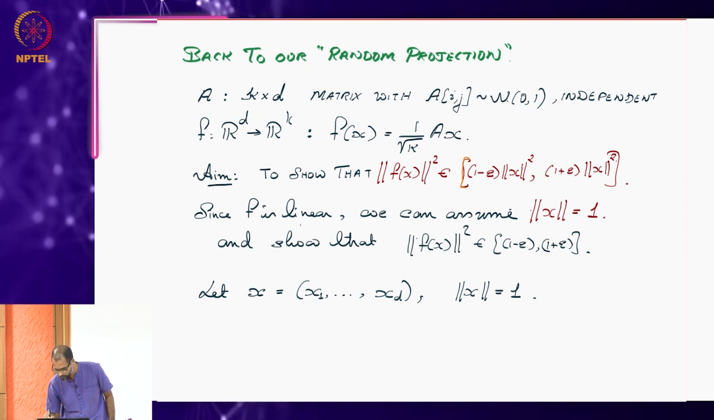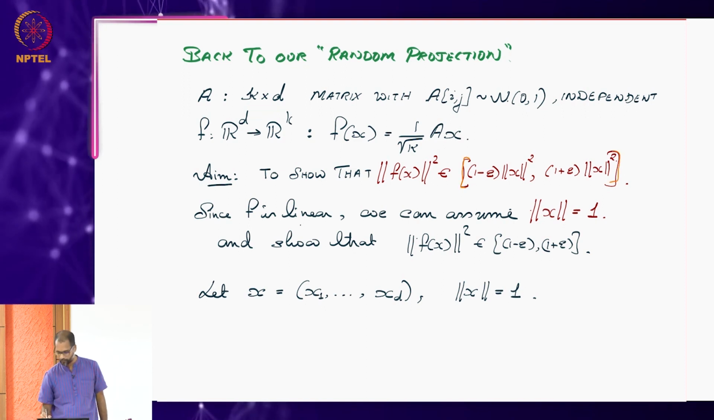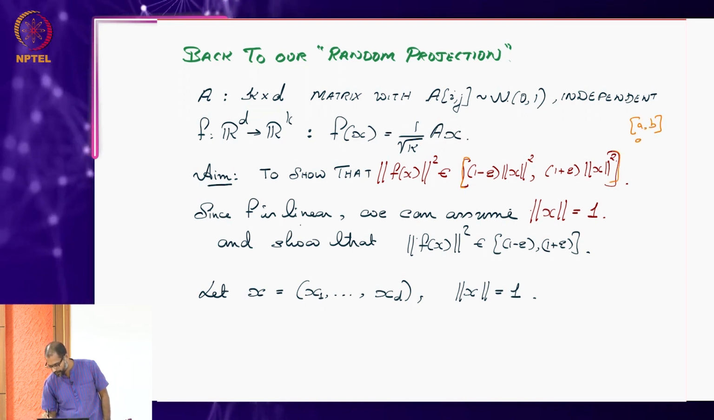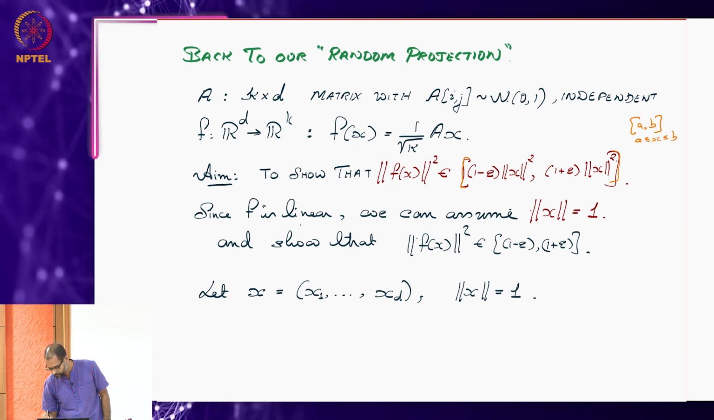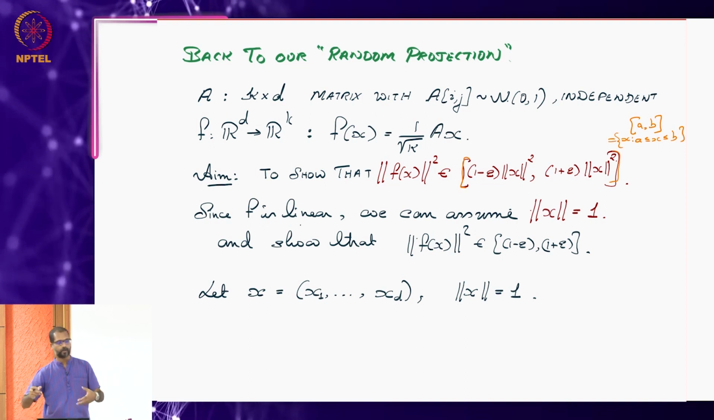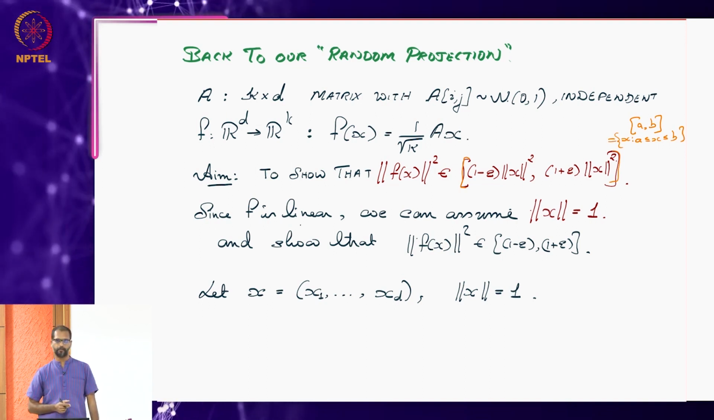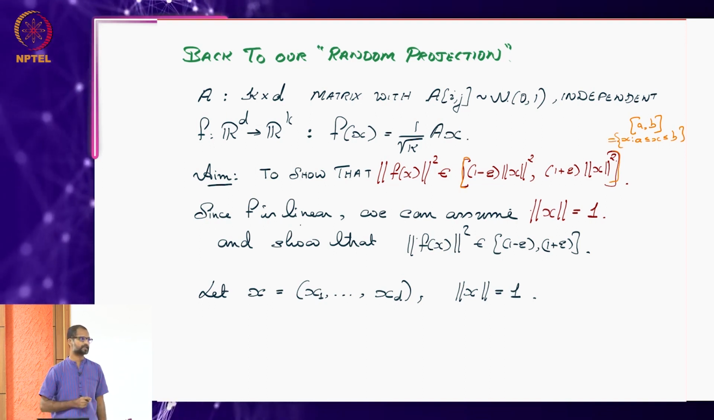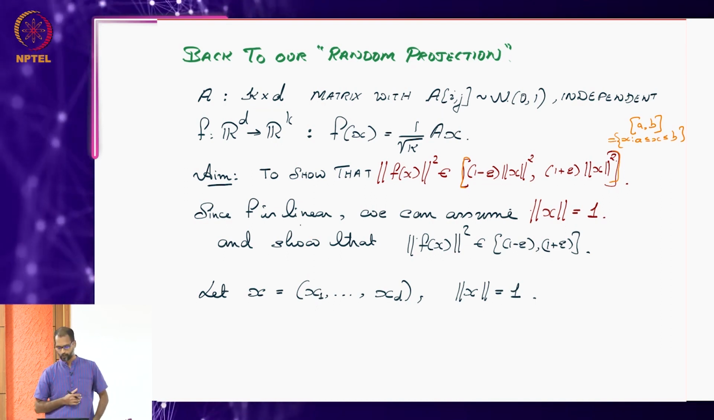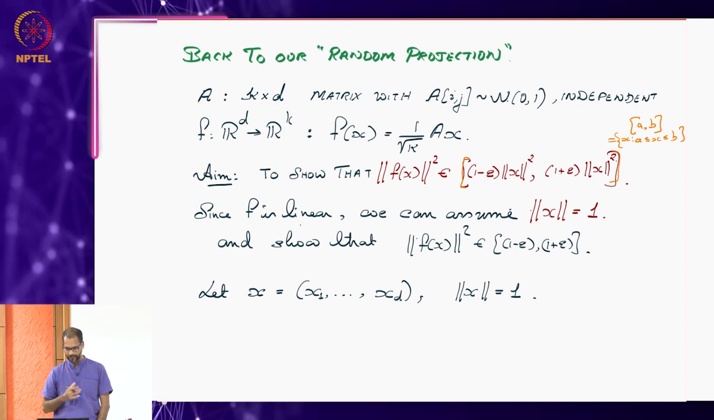What I have written with this square bracket is the interval, like we write the interval [a, b] of real numbers: all numbers between a and b. We want the length squared of the mapping to be within this interval, 1 plus or minus epsilon multiplicatively away from the original length. That is our aim.